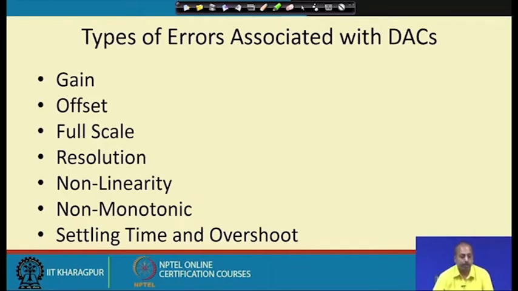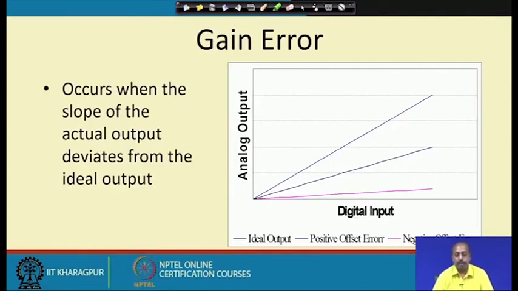So, the types of errors that we have with DAC are the gain part, offset part, then the full scale range that you get, resolution, non-linearity, non-monotonicity, and settling time and overshoot. So, these are the different types of errors that we can have. Gain error, so it is like this.